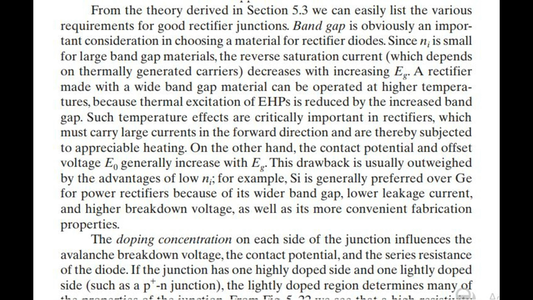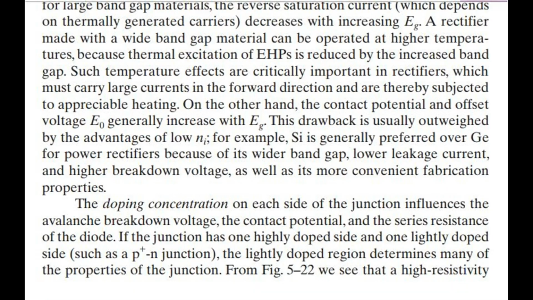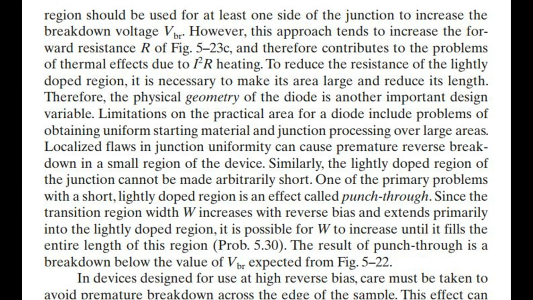The doping concentration on each side of the junction influences the avalanche breakdown voltage, the contact potential, and the series resistance of the diode. If the junction has one highly doped side and one lightly doped side, such as a P+N junction, the lightly doped region determines many of the properties of the junction. From Fig 5.22 we see that a high resistivity region should be used for at least one side of the junction to increase the breakdown voltage VBR.